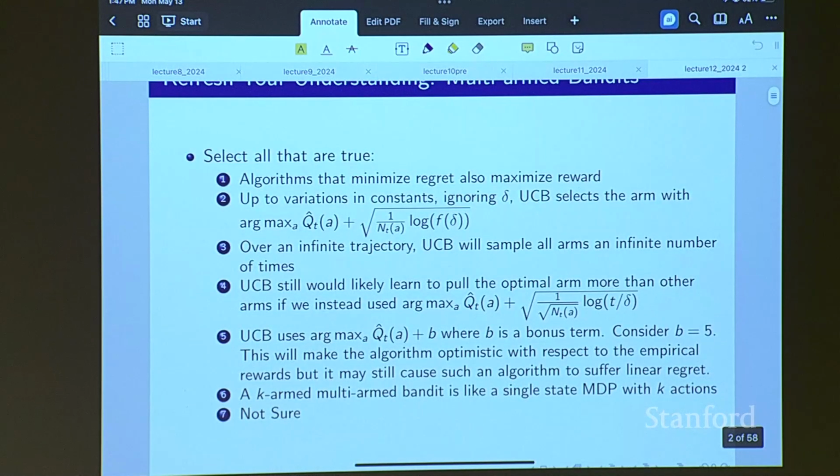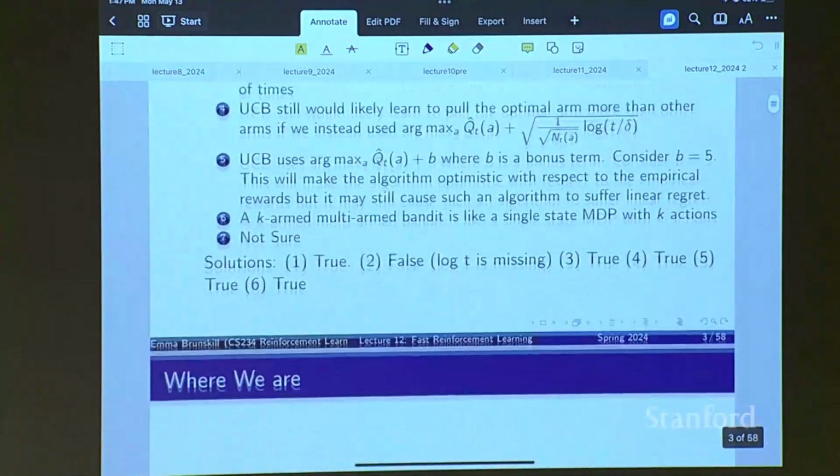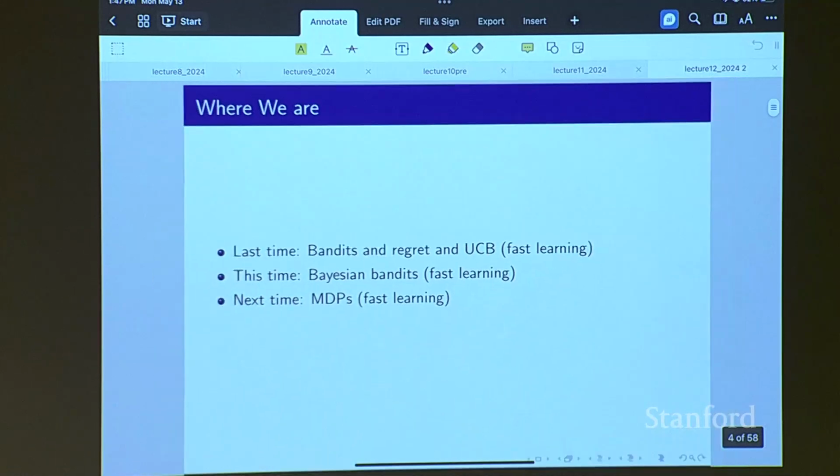Any other questions about this part? Okay, all right. I'll make sure that the solutions are aligned.